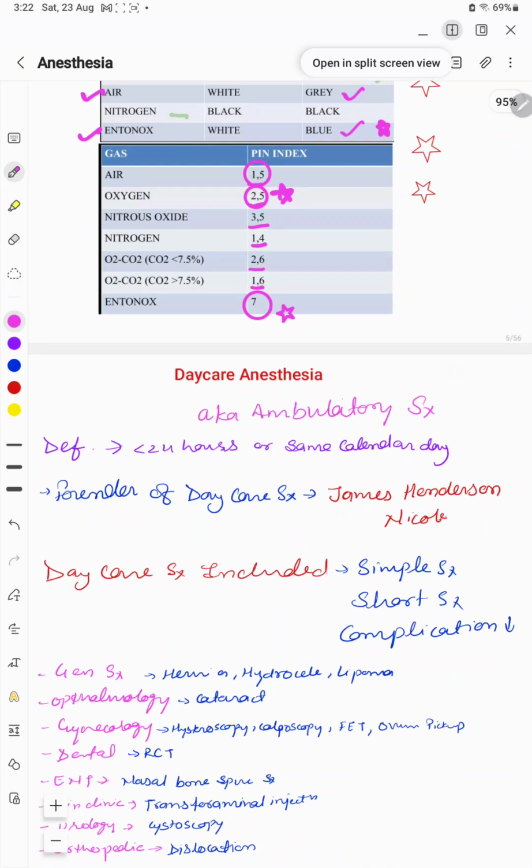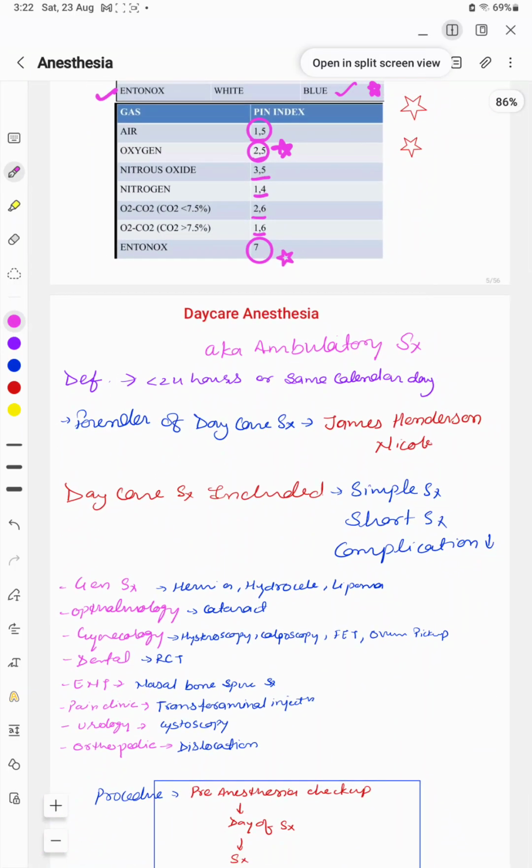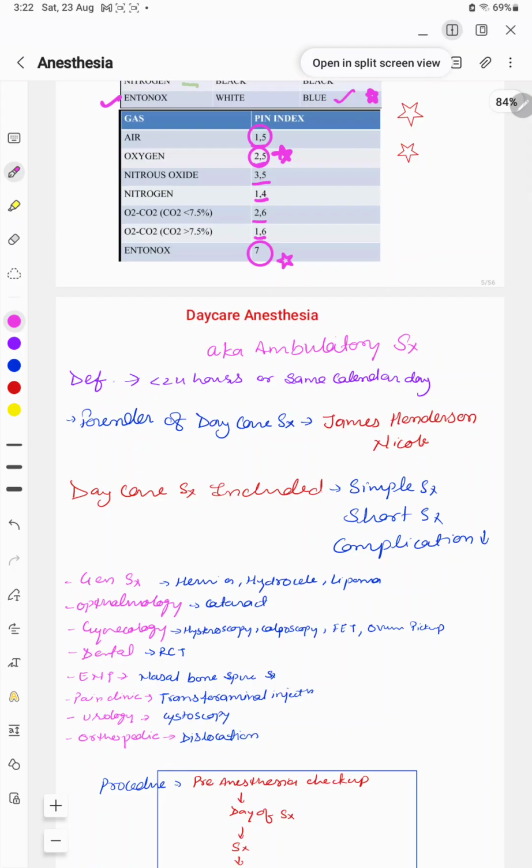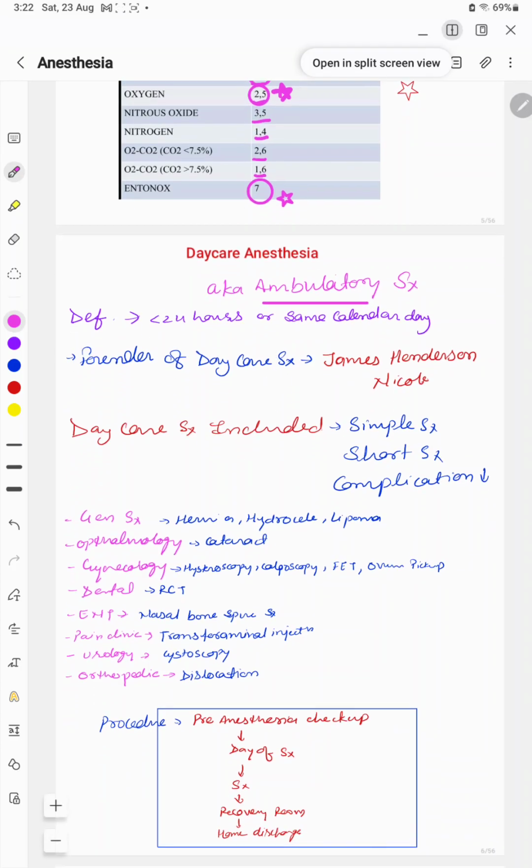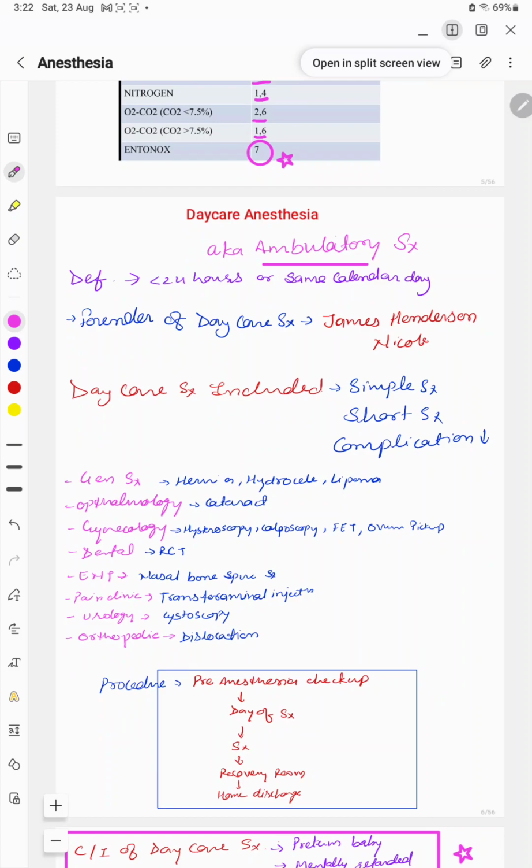Okay. Now, what is daycare anesthesia? Daycare anesthesia means the surgery will be done within 24 hours or the same calendar day. This is also named ambulatory surgery. The founder of daycare is James Henderson.